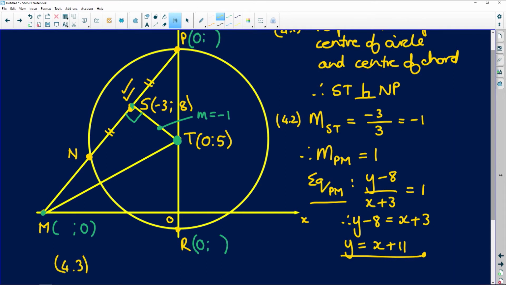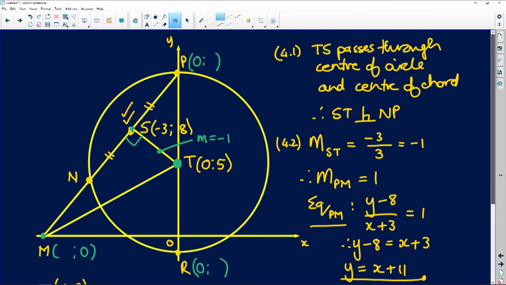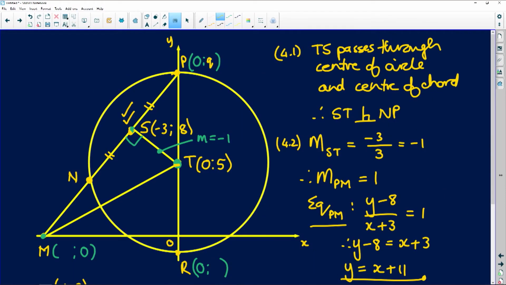For 4.3, I need to look at, let's see, I've got a little right-angled triangle over here that I can work with. I need that y value, because I need to know how far this point is from the center. So if this was 7, then this will go to 5 minus 7, which is minus 2. Okay, so I need the y coordinate of point P. I'm just going to put a small q in there for now.